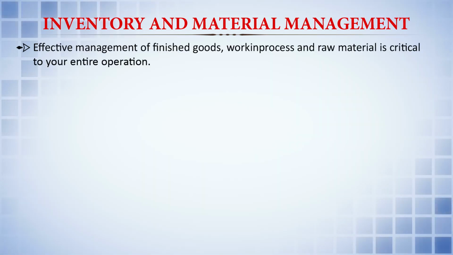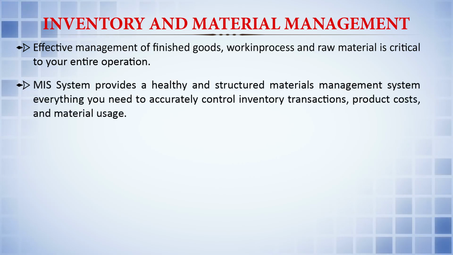The MIS subsystem inventory and material management is an effective way of managing finished goods, work in process and raw material, which is critical to your entire operation. So, the management of the raw material is very much essential in order to take the products to the finished stages. So, MIS provides a healthy and structured materials management system. Everything you need to accurately control inventory transactions, product costs and material usage.